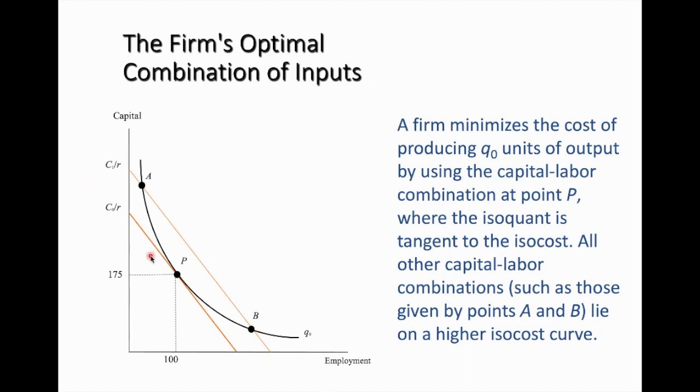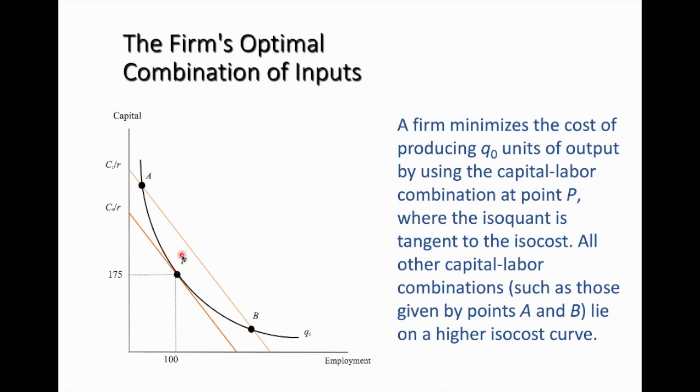And using the isoquants and isocost curves, we now want to find the combination mix of the two inputs for the firm to minimize costs so that the firm can maximize its profit. Recall also that earlier we discussed how to compute the slope of the isoquant as well as the slope of the isocost. Looking at this diagram, we find a firm's cost of producing Q0 units of output by using the capital labor combination at point P.